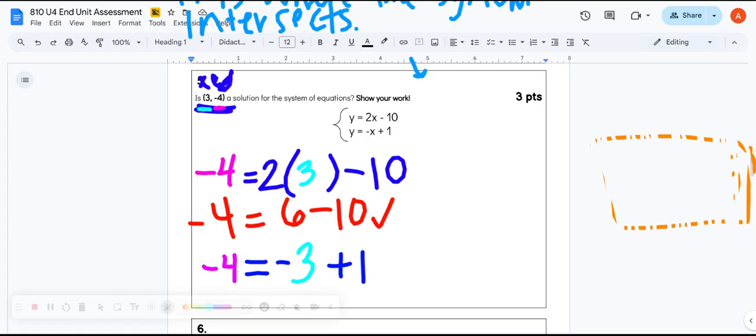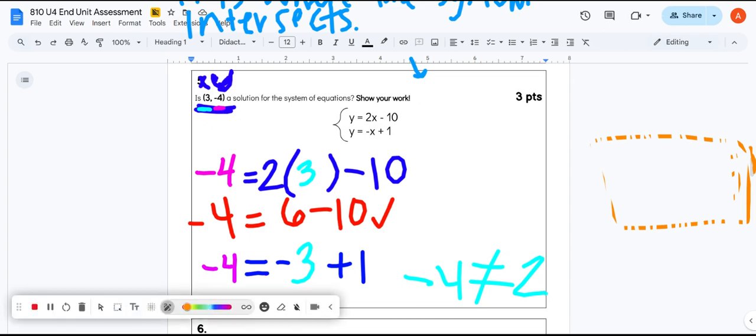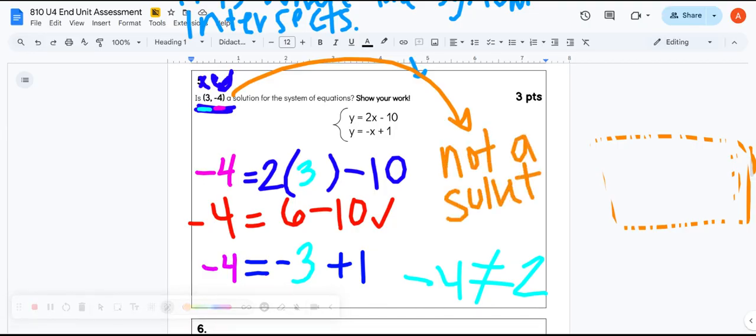So now I have to use my calculator, -3 plus 1. Uh-oh. When I type that in my calculator, I do not get -4. I get -2. So -4 does not equal -2. So I know this ordered pair is not a solution. Not a solution. Perfect. Moving on to the next problem.